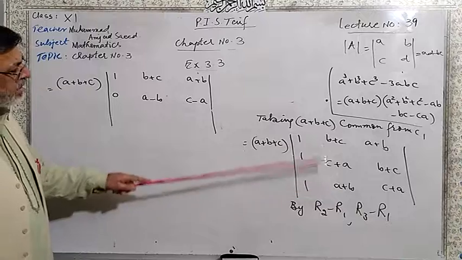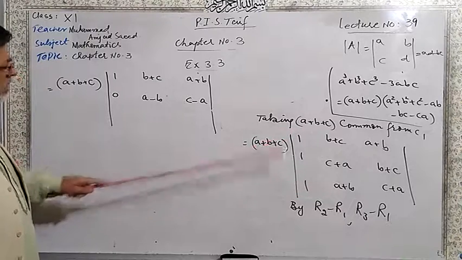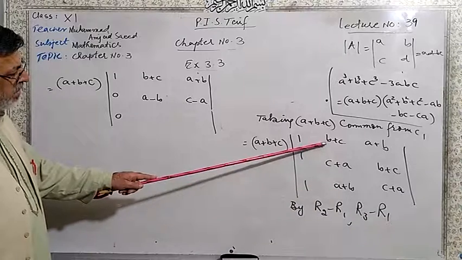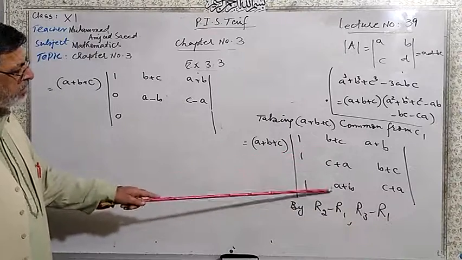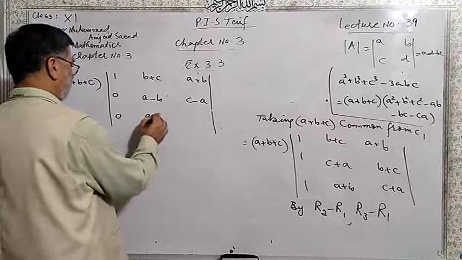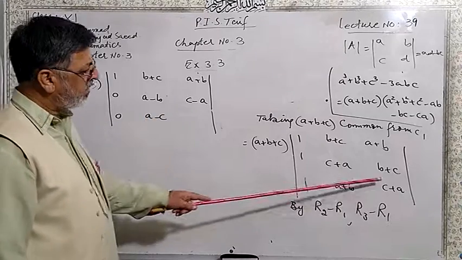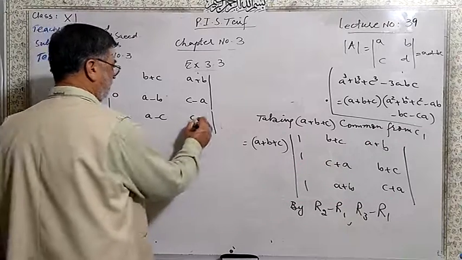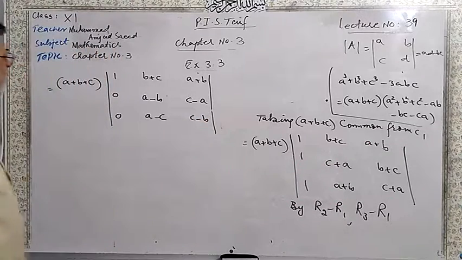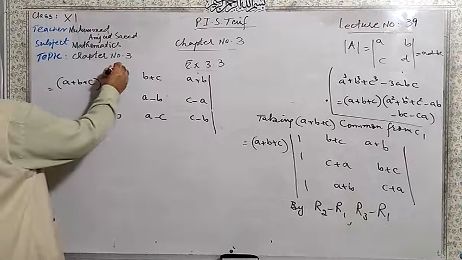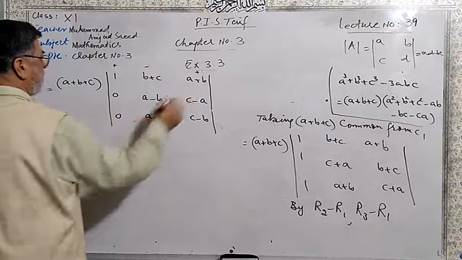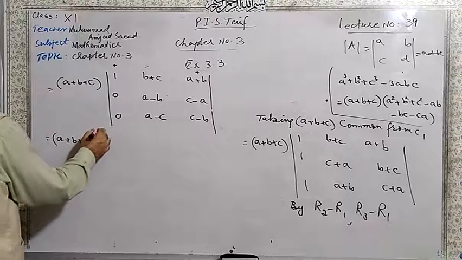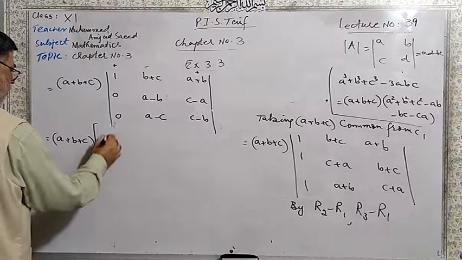Now R3 minus R1. 1 minus 1 is 0. A plus B minus C, B cancelled out, A minus C. Similarly, C plus A minus B, A cancelled out, C minus B. This is plus, minus and plus, with A plus B plus C and 1.